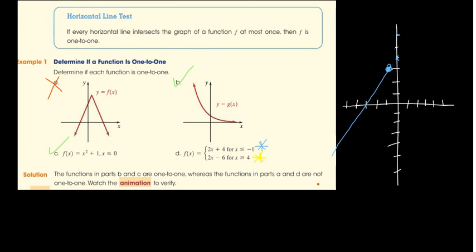So we go down 6 on the y-axis: 1, 2, 3, 4, 5, 6. So we're right here, and it also has a slope of 2. So we're going to go up 2 and over 1, and we're going to connect these dots. And this only exists for values of x greater than or equal to 4.